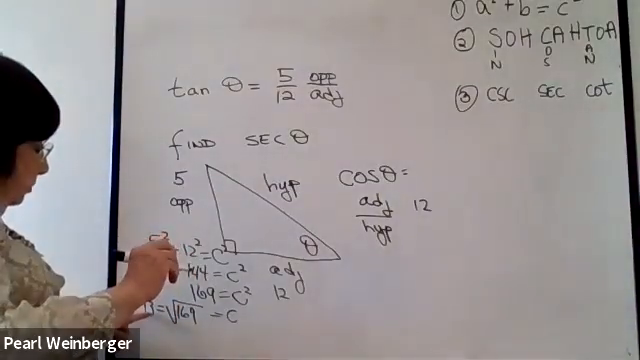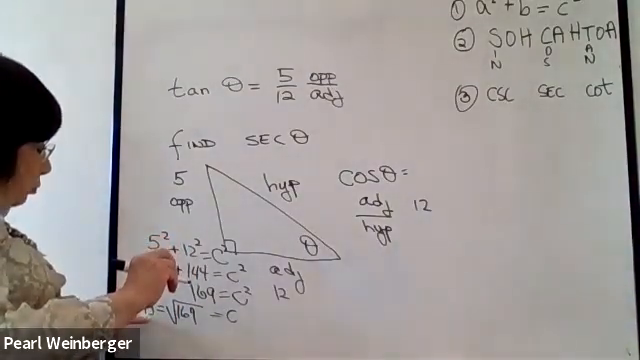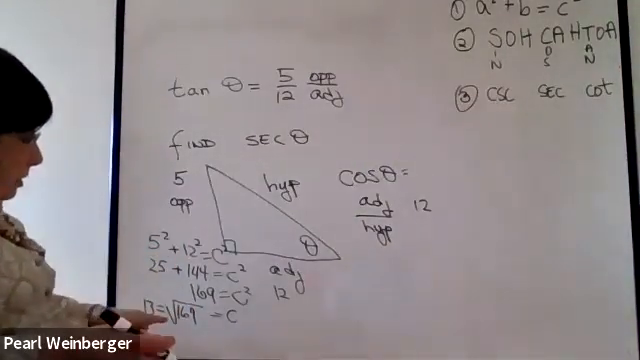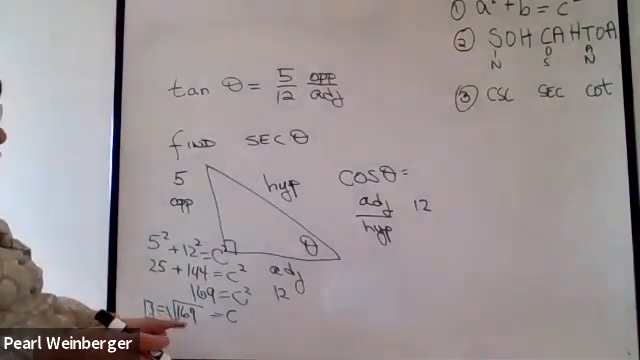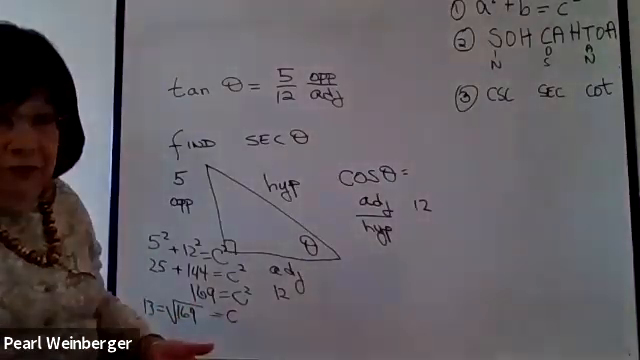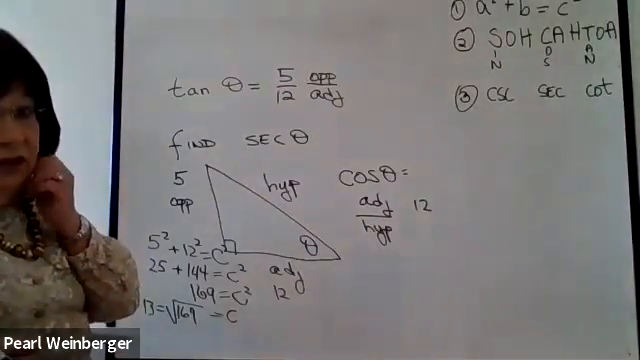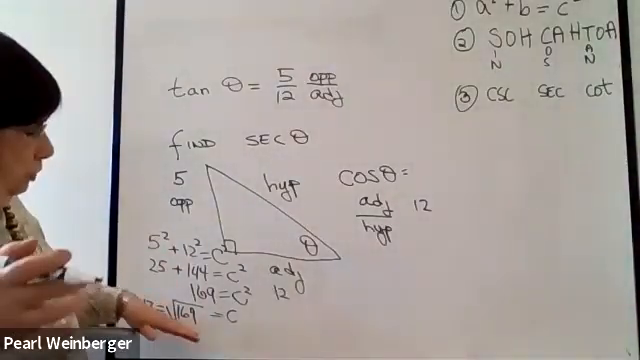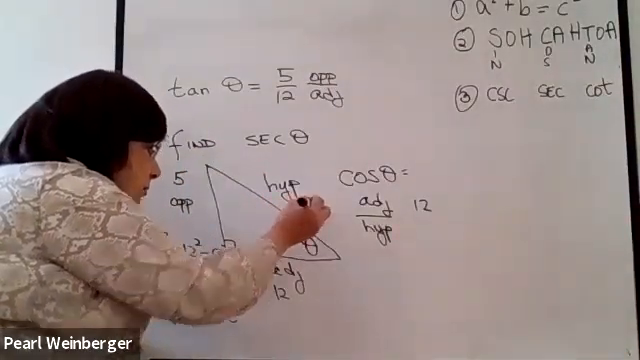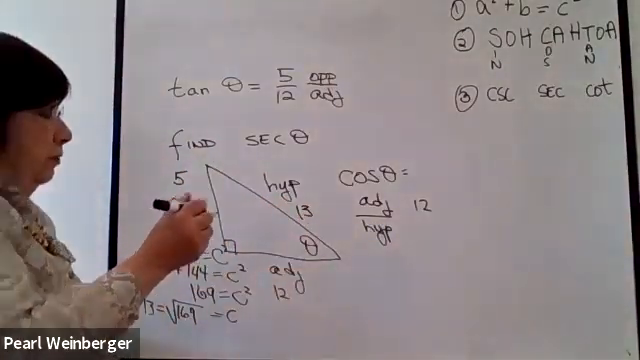169 is a perfect square. If you're not sure if a number is a perfect square, just stick it into your calculator. Do the square root of 169. If it comes out to be a whole number, then it's a perfect square. If it doesn't, if it comes out to be a long decimal, then just leave it in radical form. So this side, the hypotenuse, turned out to be 13.